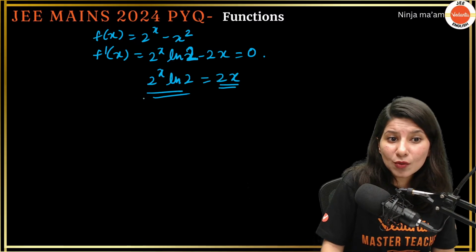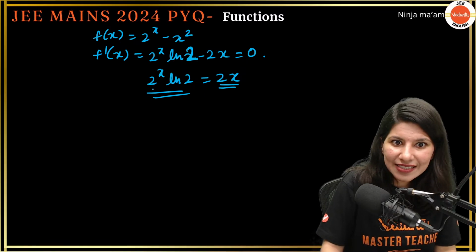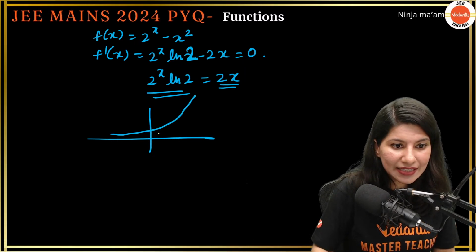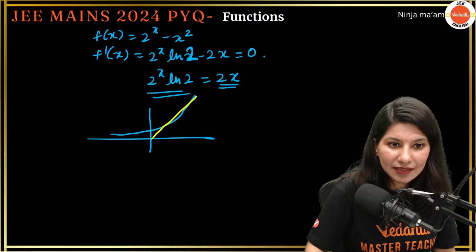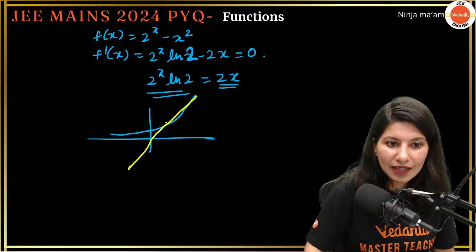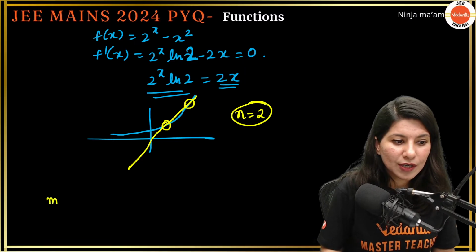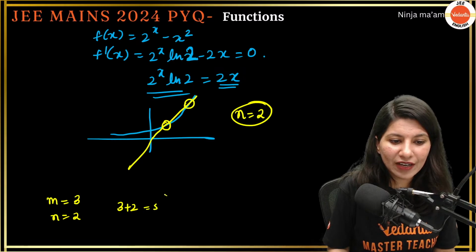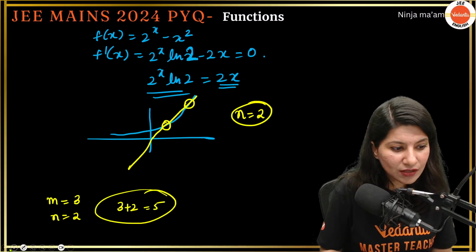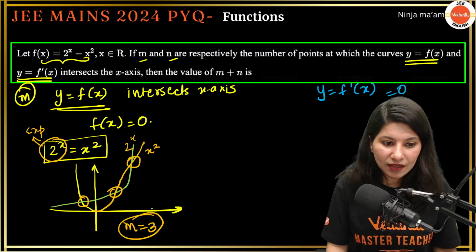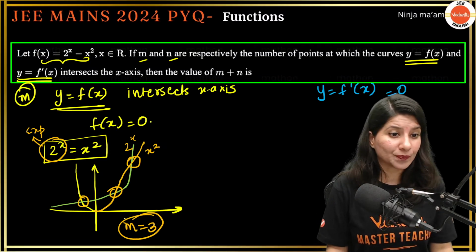Now 2 raised to power x log 2, again, is an exponential function. It will look like this, okay? What about 2x? So 2x is a line like this. This is your 2x line. Can you see that you will get 2 intersection points over here? n is 2. So m is 3, n is 2, 3 plus 2 is 5. So the overall catch of this question was this. Sometimes some people will say that m will be 2, but no.